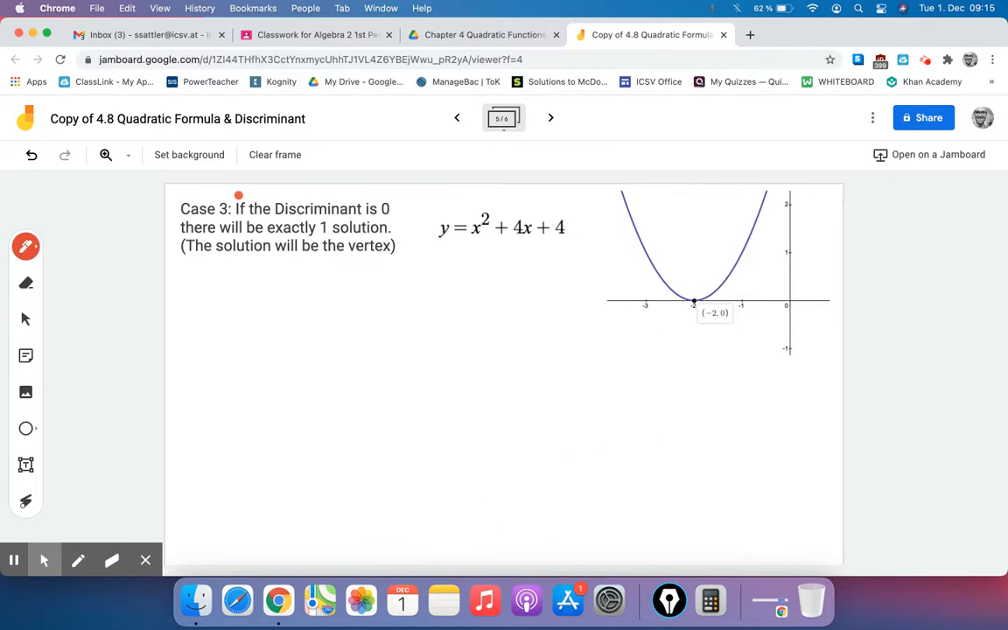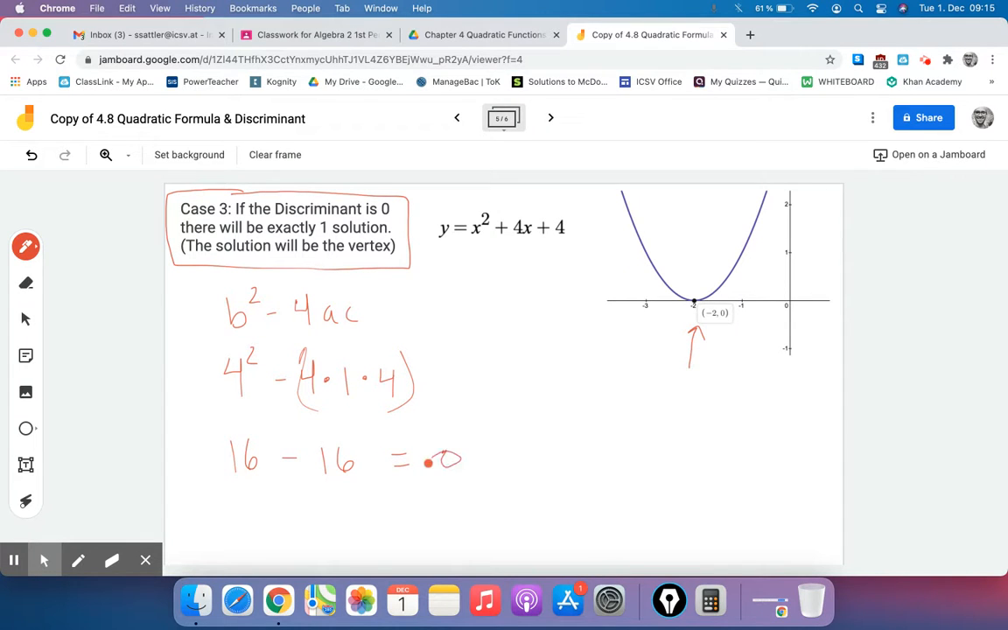Case 3, if the discriminant is exactly equal to 0, then there will be one x-intercept and it will just bounce off the x-axis, and it will also be the vertex. So b squared minus 4ac. b in this case is 4, so we do 4 squared minus 4, a is 1 and c is 4, secret parentheses. So 4 squared is 16, minus 4 times 1 times 4 is 16, and we get exactly 0.